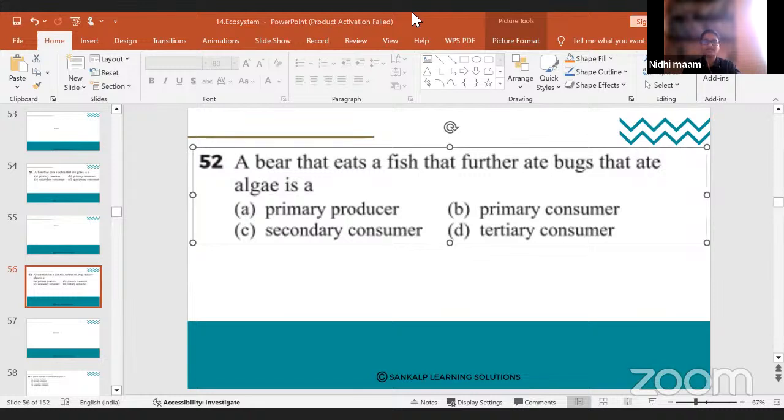The quick response is given by Ranjita, Ramya, Dhanush, Aishu, Sushmita, Kavya. Okay, let us check the answer.